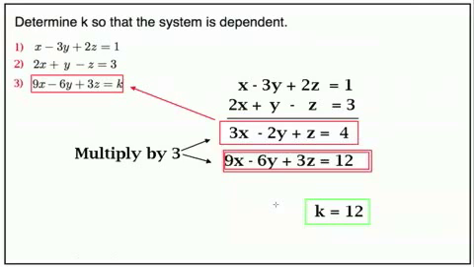So I hope you're a little firmer on the idea of dependent. It is a redundant situation. When I let k equal 12, this equation here becomes redundant.